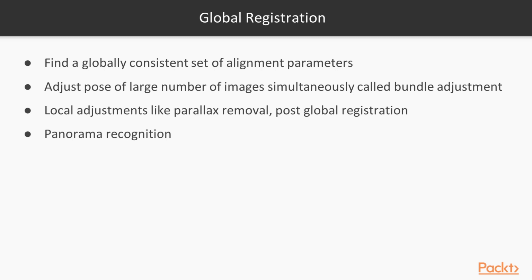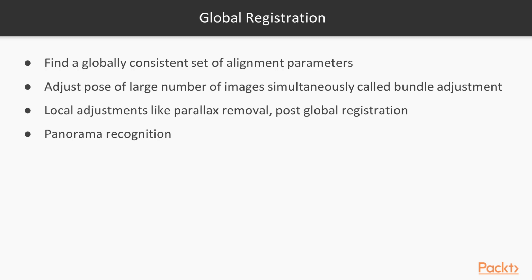Next, let's see how we can achieve global registration in the image stitching pipeline. The goal is to find a globally consistent set of alignment parameters that minimize the misregistration between all pairs of images. One way to register a large number of images is to add new images to the panorama one at a time incrementally, aligning the most recent image with the previous ones already in the collection. The process of simultaneously adjusting pose parameters for a large collection of overlapping images is called bundle adjustment.